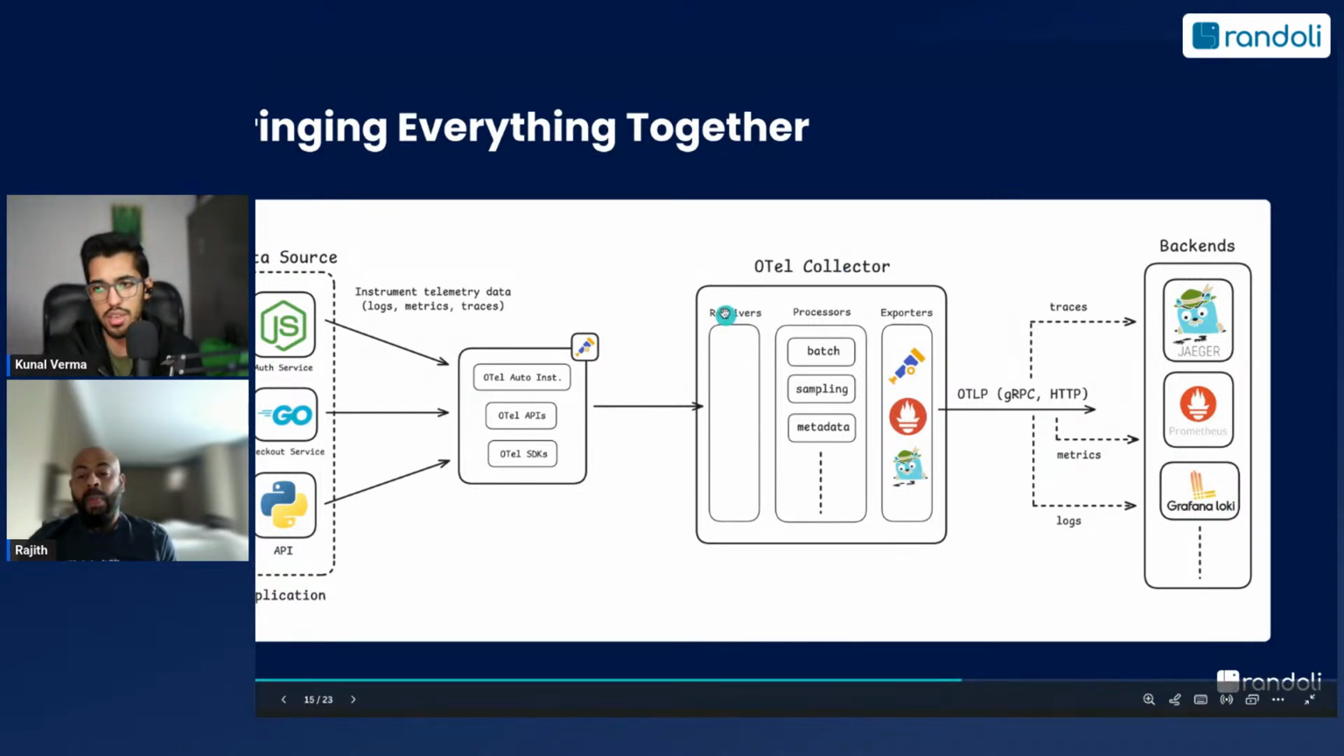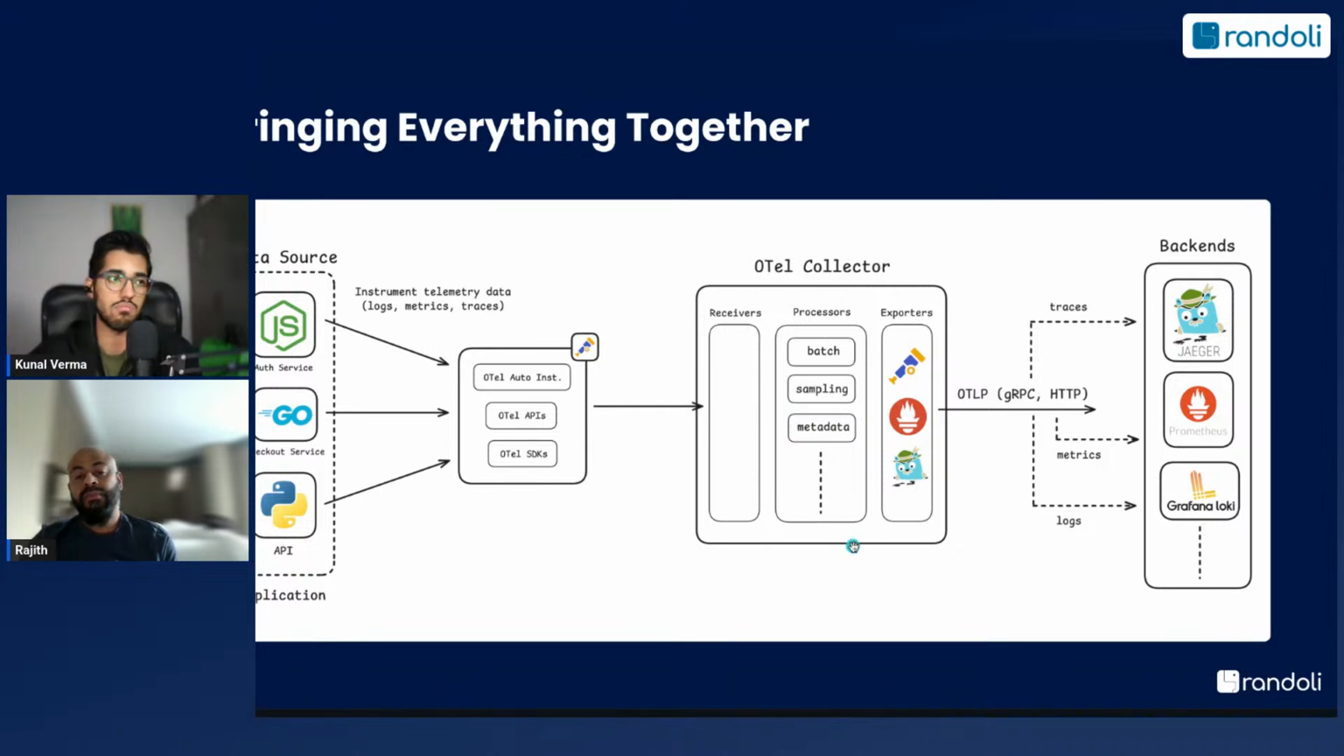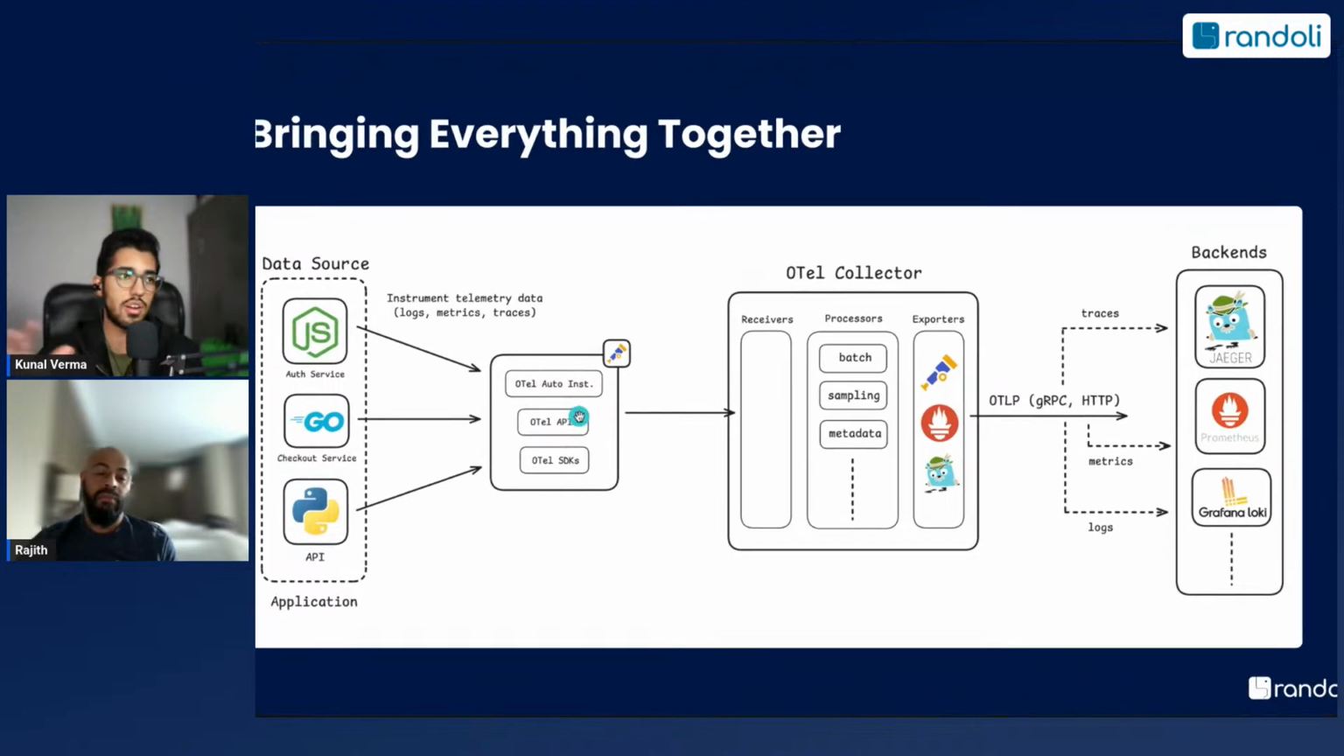It will receive the data. It will process the data: batch processing, sampling, metadata, and so on and so forth. And at the end of the day, it will export the data to the relevant backend, which you configure in the OTel configuration file, right? So this is how things are working. And either you can use separate backends or you can use a custom backend, which helps you to visualize everything in one single place, right? So you have that kind of flexibility if you have instrumented using the APIs and SDKs of OpenTelemetry.